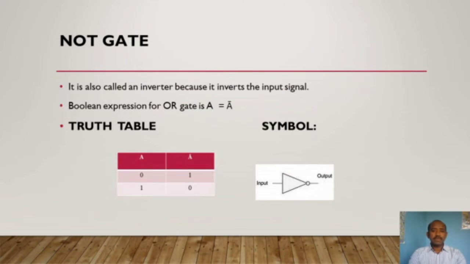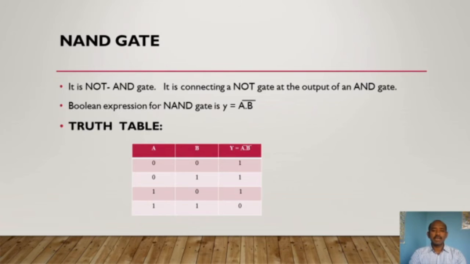The NOT gate is also called an inverter because it inverts the input signal. If we give 0 as the input, the output will be 1. If we give 1 as an input, the output will be 0. The symbol for the NOT gate is shown here. It has only one input and one output. It is a reverse direction, or it inverts the input signal. So the formula is Y is equal to A bar.